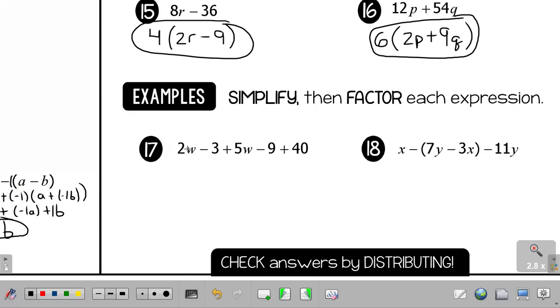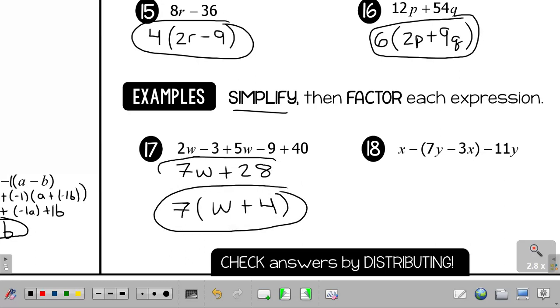Okay. So to do it quickly here, we have 2w plus 5w. That's going to be 7w. And then we have -3, -9, and 40. So -3 plus -9 is -12 plus 40. That's going to give me a positive 28, so plus 28. Okay. And then once again, that's simplified. Now we do the same thing we just did up here. We're going to take out a 7 in this case, and that's going to leave us with 1w plus 4.